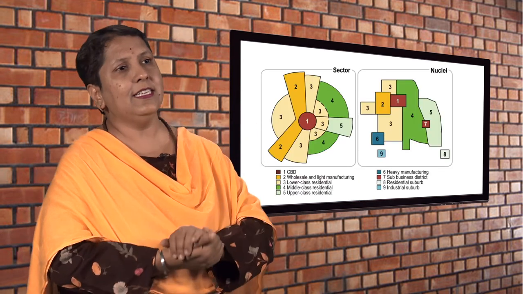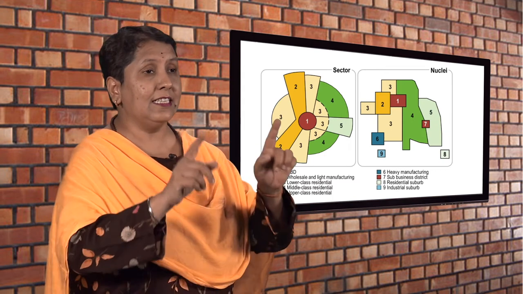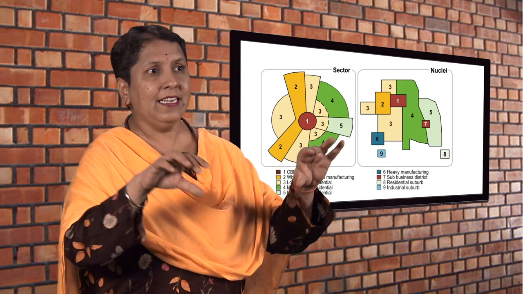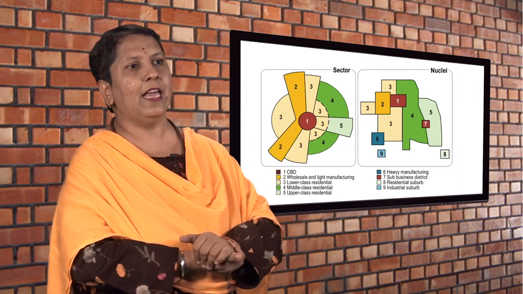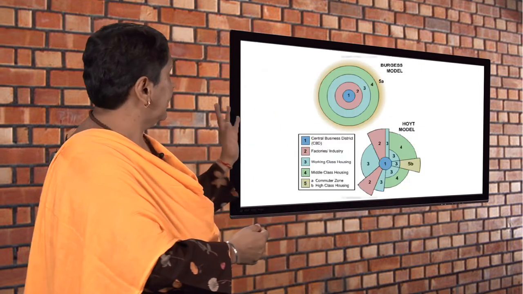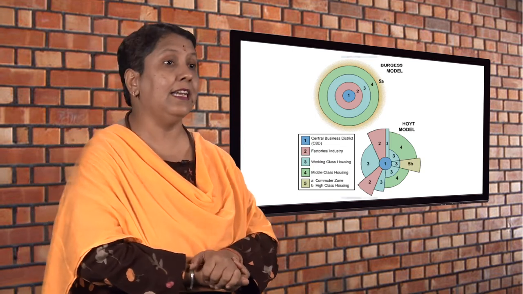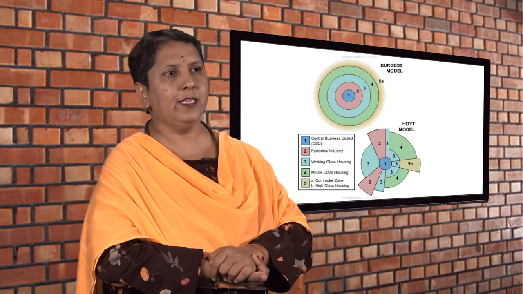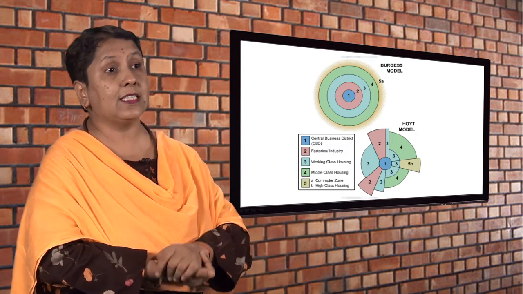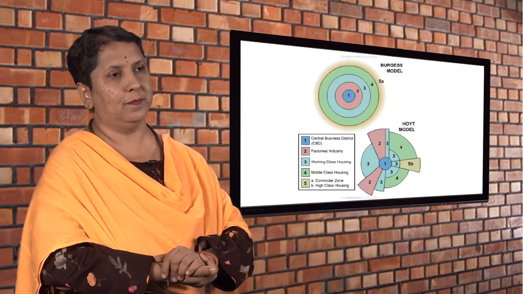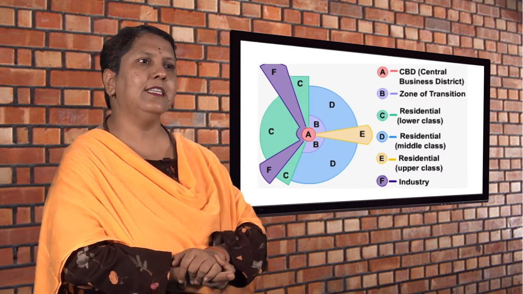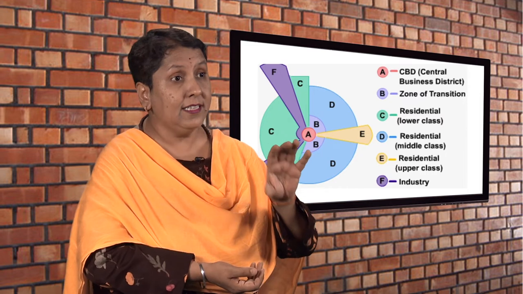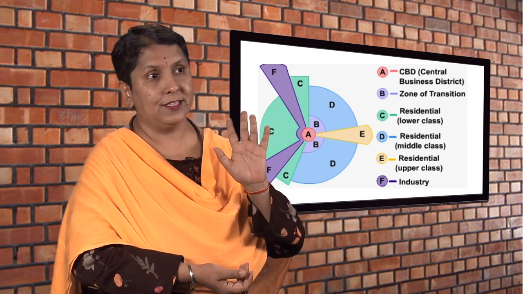The entire city can be thought of as a circle and various neighborhoods as sectors radiating out from the center of that structure. You can also see the image on your screen. The Hoyt model is similar to the Burgess model and is often considered as its improved version. Hoyt argued that cities do not develop in the form of simple rings, instead they have sectors.